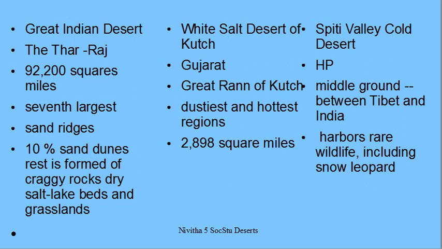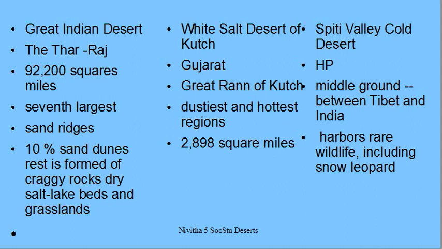Then we have the special Spiti Valley. The Spiti Valley desert is called a cold desert because it is in the hills in Himachal. It is between Tibet and India. It harbors wildlife and the snow leopard. These are the special deserts of India.